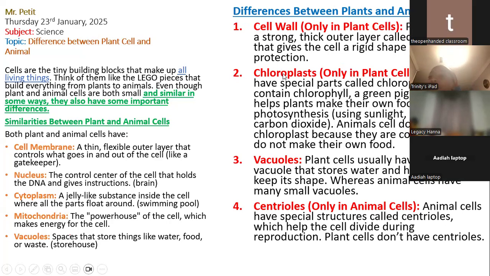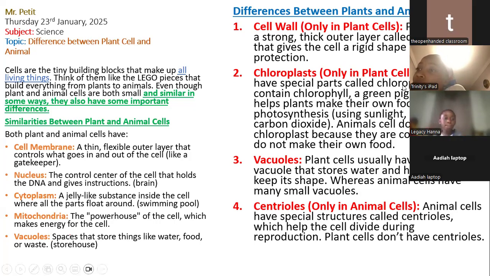What's the next one? Plant cells have chloroplasts. Chloroplasts. Do animal cells have them? No, sir. Why do the plants have chloroplasts but animal cells don't have chloroplasts?